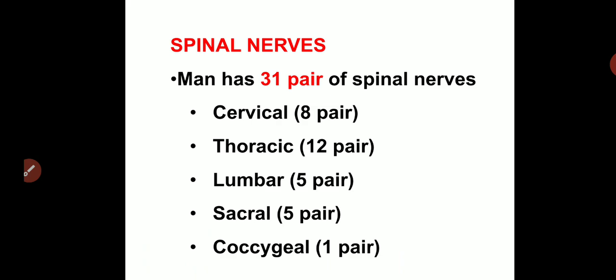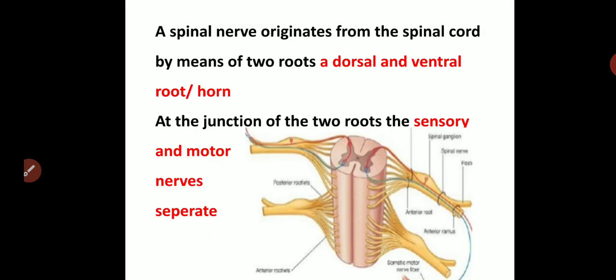Cervical spinal nerves, that is, in the neck region, there are 8 pairs. Thoracic spinal nerves in the thorax, that is, where the rib cage is located on the back side, you find these thoracic spinal nerves. Those are 12 pairs. Lumbar spinal nerves, these are in the abdomen, those are 5 pairs. Sacral spinal nerves in the hip region, these are again 5 pairs. And the coccygeal spinal nerves in the tail region, that is only 1 pair. So in all you have 31 pairs of spinal nerves.